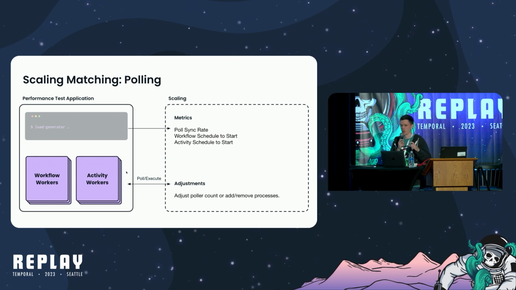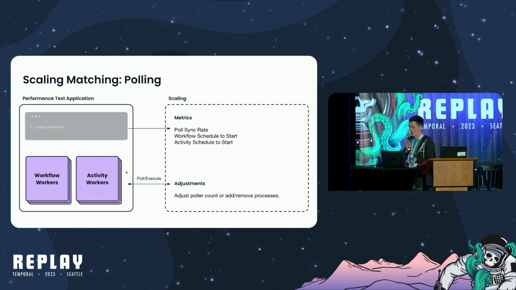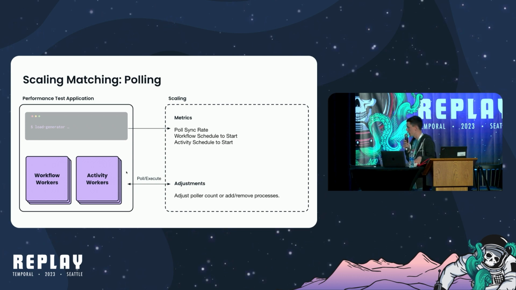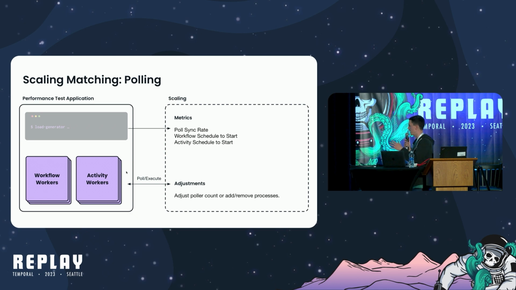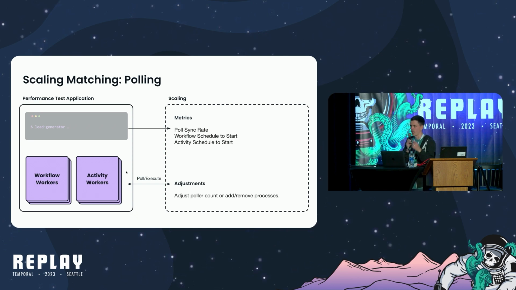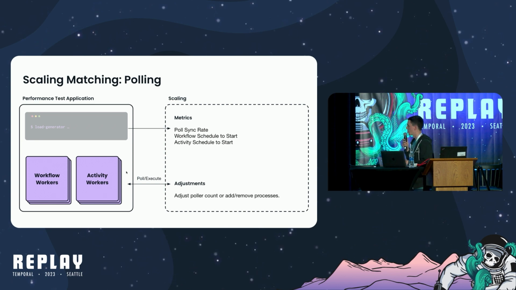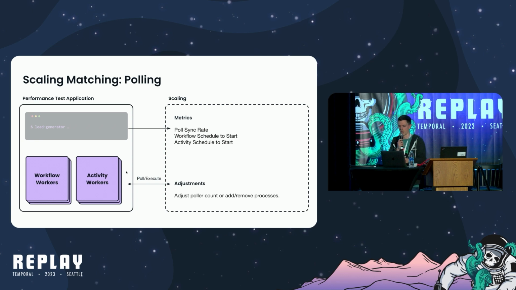You're looking to make sure that you are setting them so that you don't exhaust the execution slots on the worker, which is all included in the documentation about how to figure that out. But you really want to adjust the poll counts to make sure that your poll sync rate for every task queue that has reasonable throughput is approaching 1, which means that everything is being served synchronously rather than asynchronously.